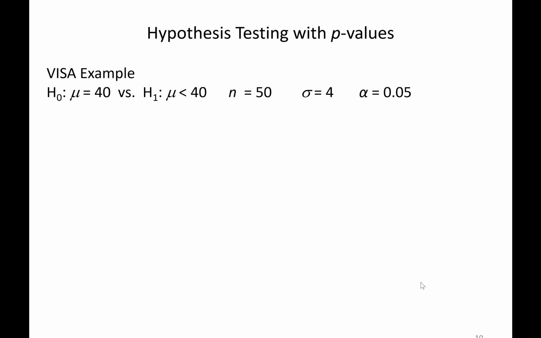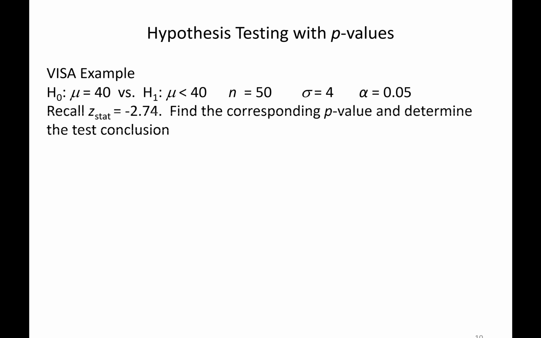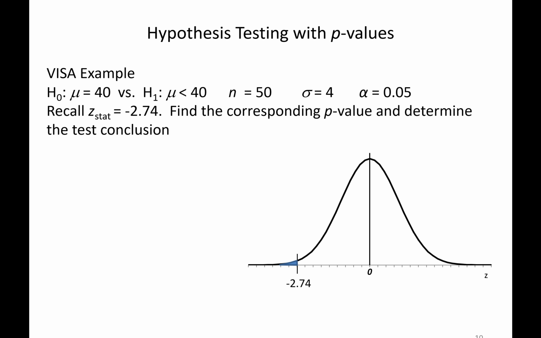Okay, let's go back to our example that we did in the last video where we have the visa, and you'll recall from that video and that output that the test statistic we saw was negative 2.74. And so to find the p-value, all we have to do is find the area under the curve to the left of that, because this is a left-tailed test. So the probability of being more extreme than what we observed is going to be the p-value.